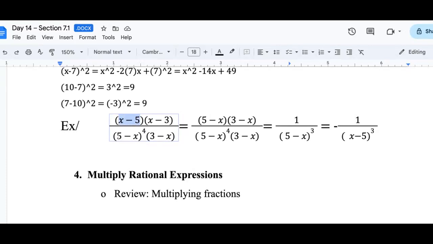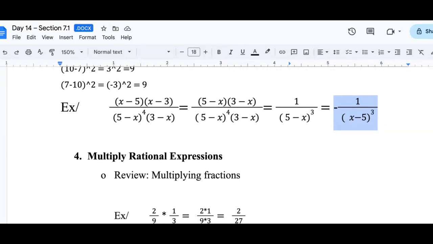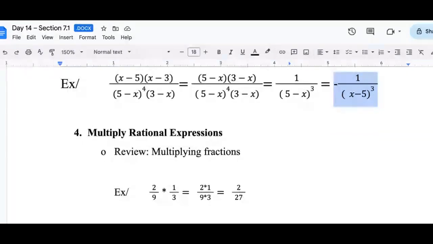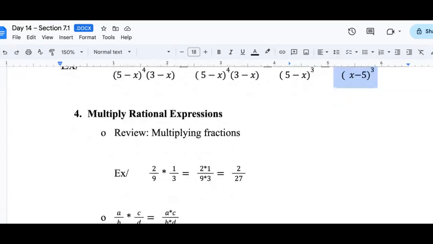Then x minus 5, this one we can switch to be x minus 5. So simplify: that's 1 over, negative 1 over x minus 5 cubed, right? Because x minus 3 divided by 3 minus x, that's negative. So negative 1 over x minus 5 cubed. So that's just to simplify rational expressions. We can multiply and divide rational expressions as well.